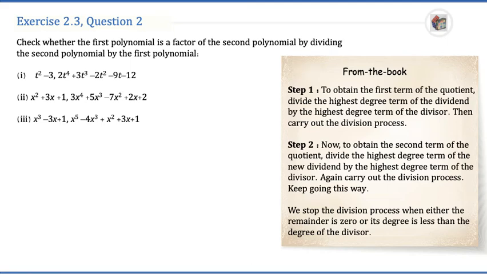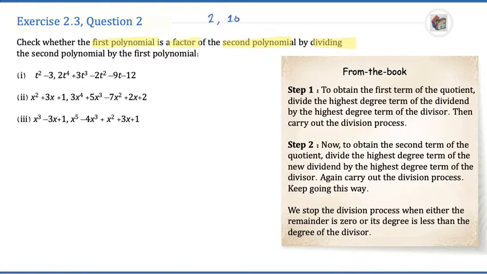Exercise 2.3, question 2. Check whether the first polynomial is a factor of the second polynomial by dividing the second polynomial by the first. So let's just take a simple example. Let me use numbers for this. Suppose I had written two numbers, 2 and 10.